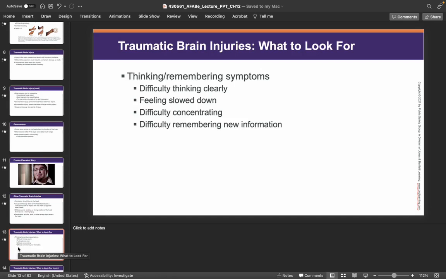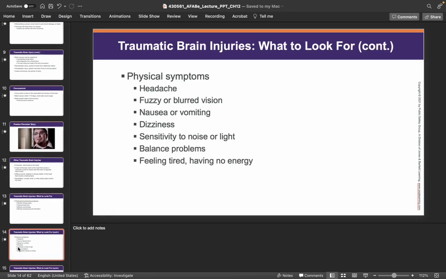Okay, so some things to look for as far as traumatic brain injuries. Those cognitive or mental skills are going to be diminished. People will feel slowed down. They'll have a hard time thinking clearly. Concentrating will be a problem. And they'll have issues remembering new information.